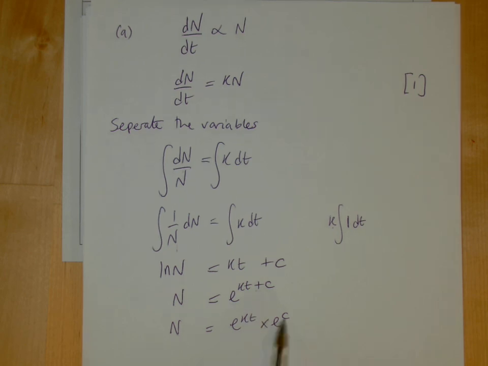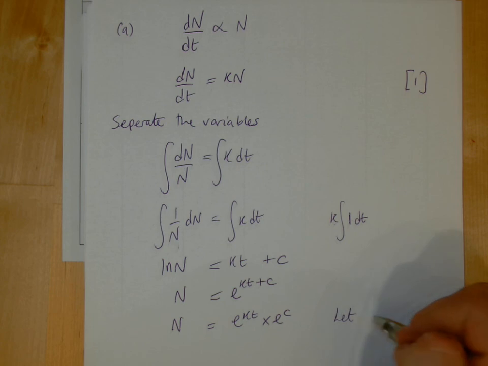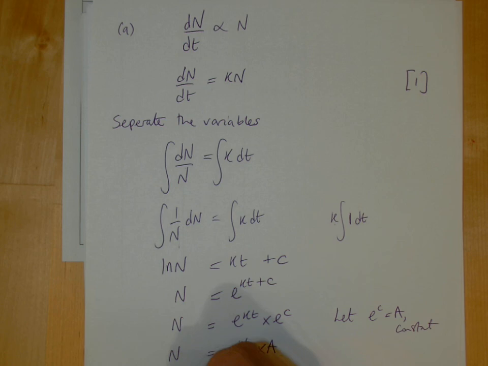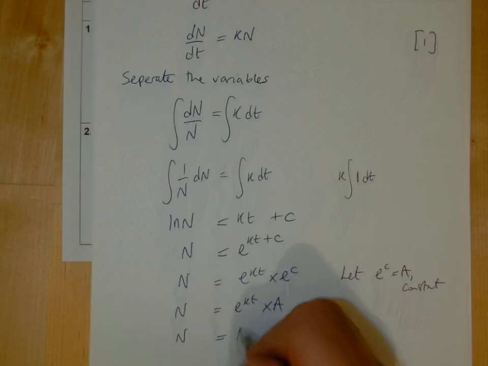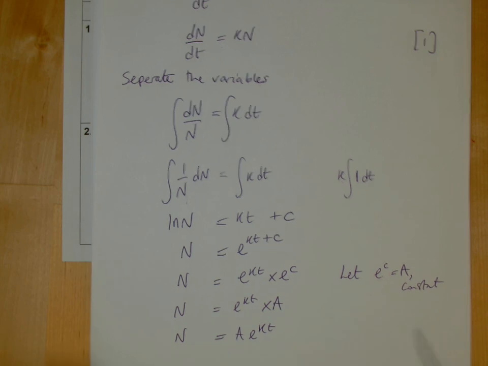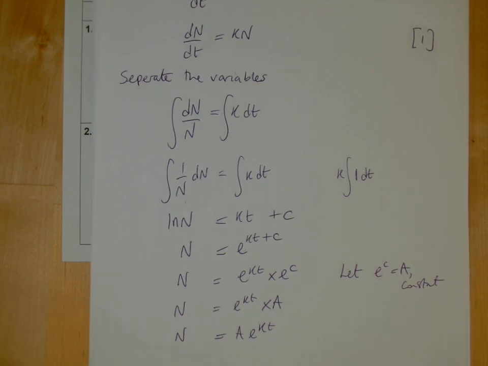And you need to appreciate that if c is a constant, e to the c is a constant. So we can say, let e to the c equal a. Instead of writing e to the c, we can write a, which is a constant. And we get exactly what they want. They wanted us to show that n equals a e to the kt. So we've got our part A and part B sorted.